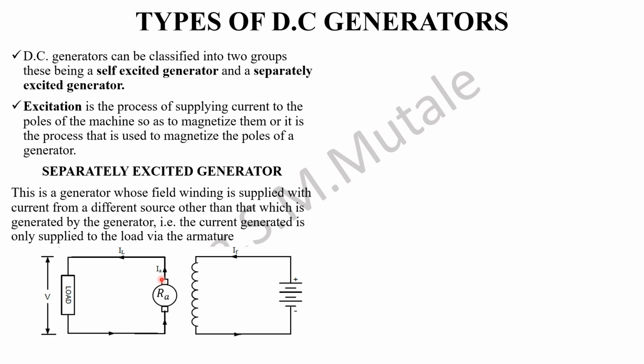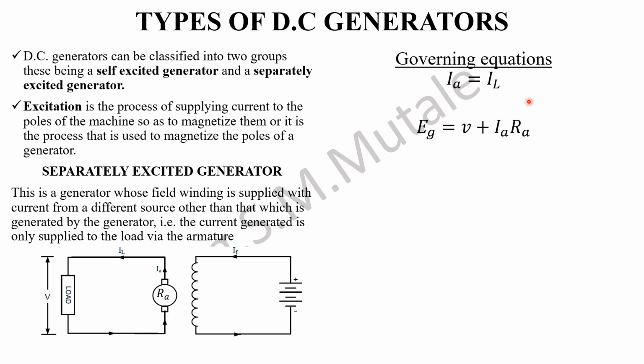In the armature there is the armature resistance, and there's a current coming from the armature going to the load. That current is called IA, the armature current, and the current going to the load is the load current. As you can see, these are in series. Therefore, we can conclude that the armature current and load current are the same for a separately excited generator.